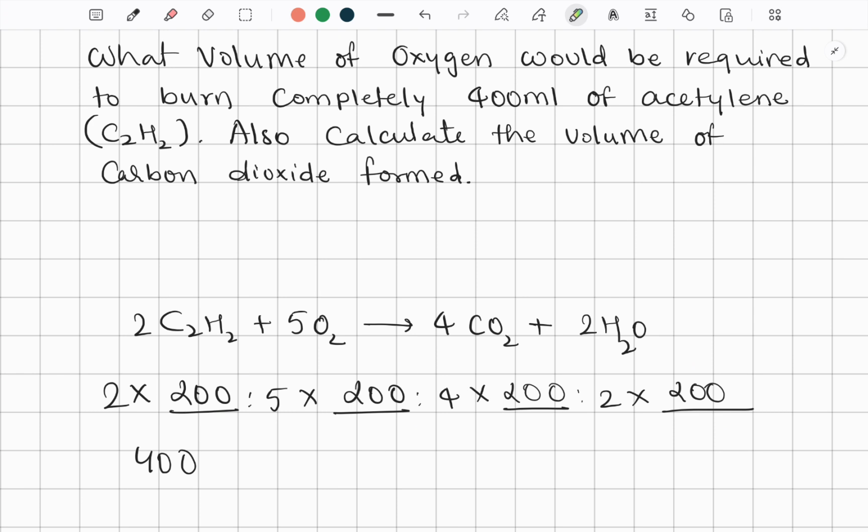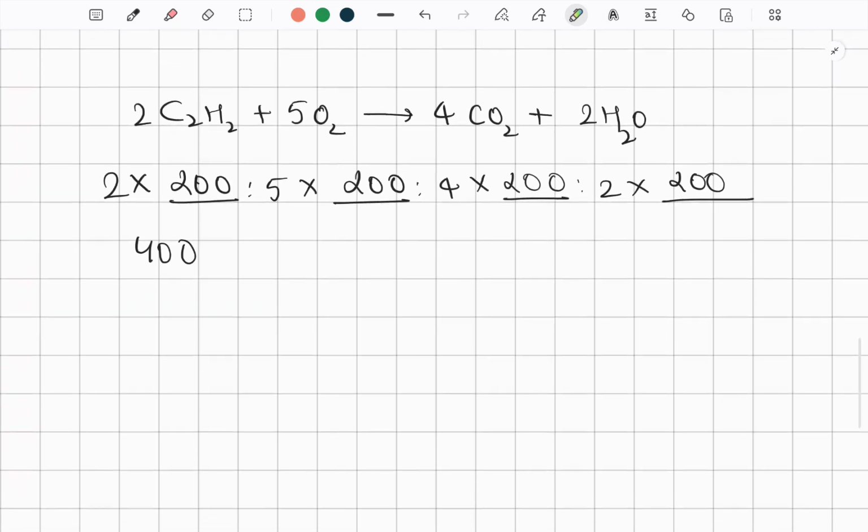Let's study what volume of oxygen would be required to burn completely 400 ml of acetylene. The formula of acetylene is also given, which is C2H2. Also calculate the volume of carbon dioxide formed. So in one question, two things are asked and one piece of information is given. What is asked? The volume of oxygen required and the volume of carbon dioxide formed. What are we provided with? The total volume of acetylene is 400 ml, and you want the amount of oxygen that burns this 400 ml of acetylene completely. Let's understand here.